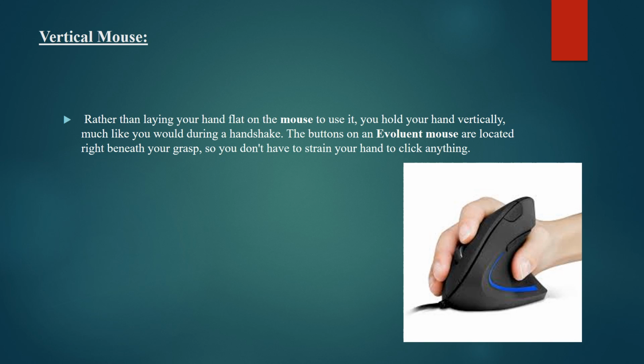Vertical mouse. Rather than laying your hand flat on the mouse to use it, you hold your hand vertically, much like you would during a handshake. The buttons on the Evoluent mouse are located right beneath your grasp, so you don't have to strain your hand to click anything.